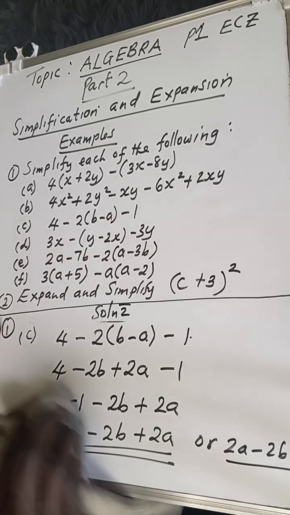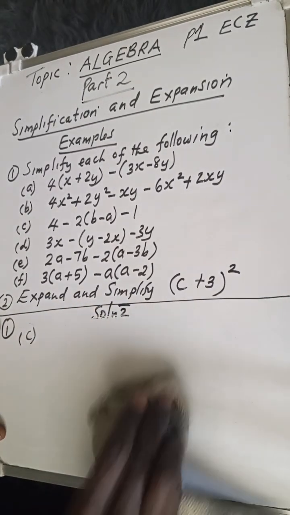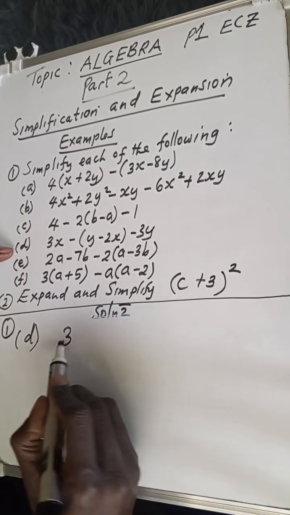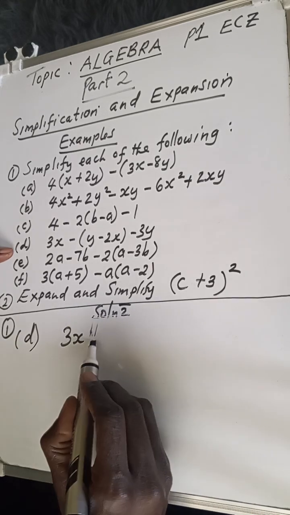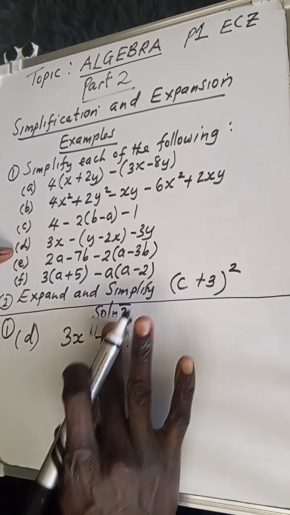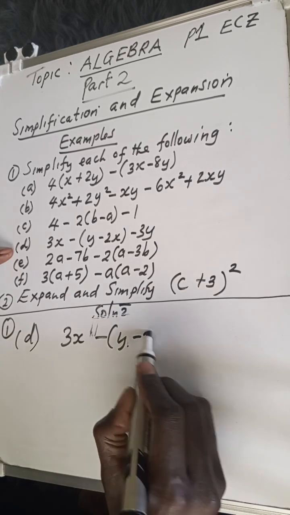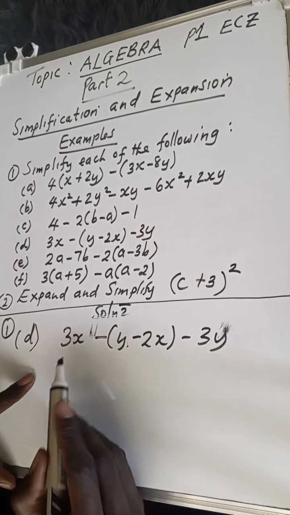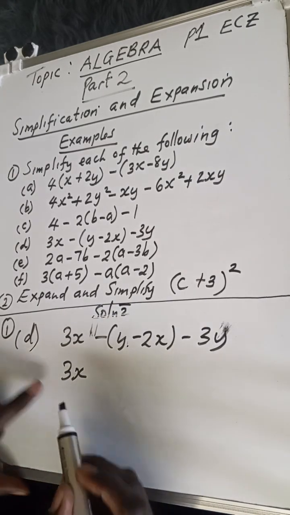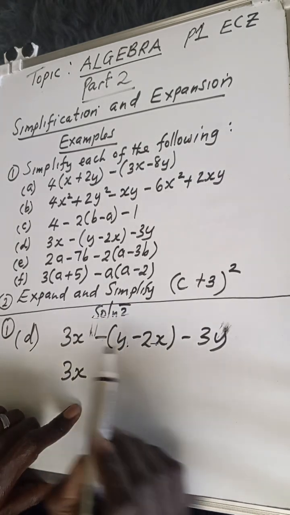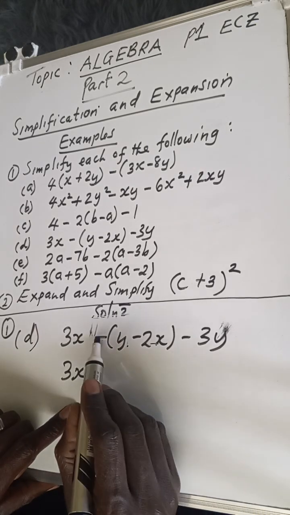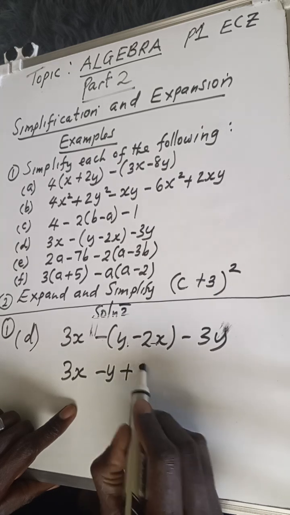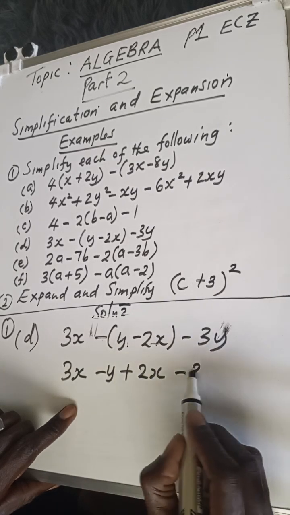Right, let's move on to the D part. According to D, it says 3x minus y, that's open bracket, y minus 2x minus 3y. So you can see what we're having there. Because there's a bracket, it simply means you need to expand. So that negative is multiplying: negative times y will give us negative y. Negative times negative 2x will give us positive 2x. There you have a minus 3y.